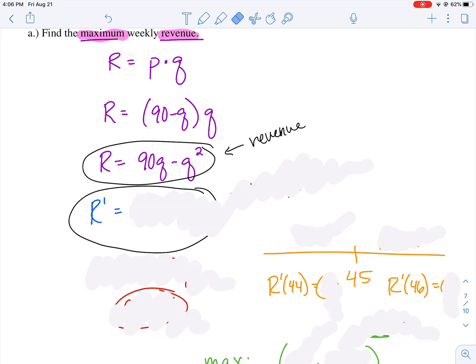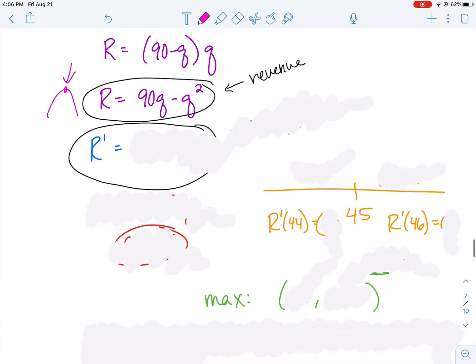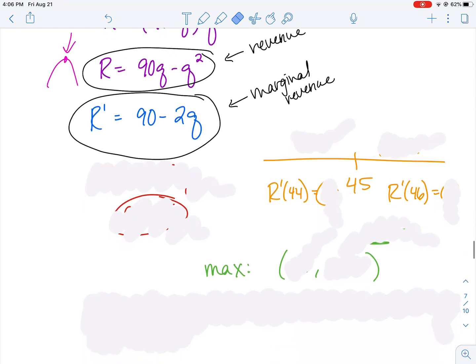Now this is just my revenue function. I want to find the maximum of this function, right? I want to find where my derivative changes from positive to negative so I can find that maximum value to maximize my revenue. So let's go ahead and follow the steps that we've been following, where we find the derivative first. So the derivative of 90Q minus Q squared would be 90 minus 2Q. This is my derivative of my revenue. This is my rate at which my revenue is changing, or another word we use is marginal revenue, right?